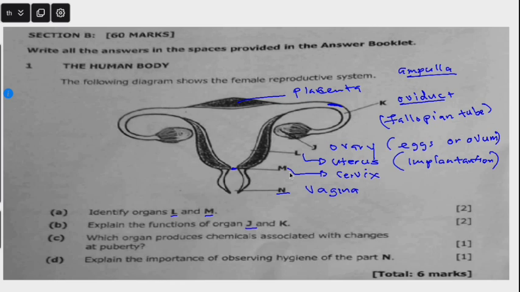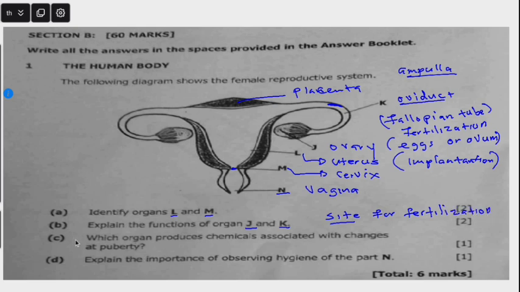Then what is the function of K? K is the fallopian tube. Like I said, that is where the process of fertilization takes place. So you can just say site for process of fertilization. The spelling for site is this one here, and then you say site for fertilization. When you say site, this word means the place where fertilization occurs.